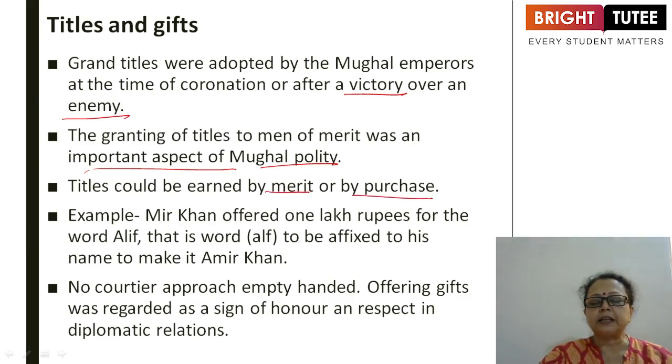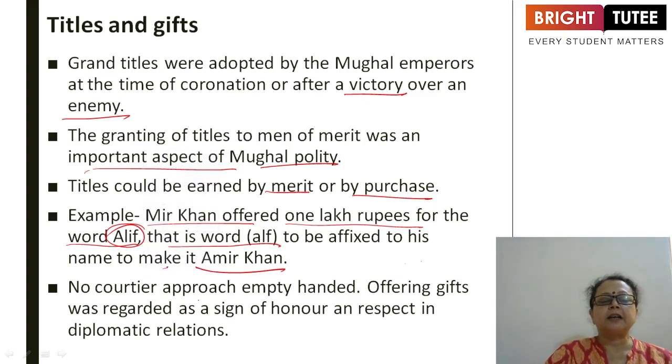Now, two things are there. On the basis of merit, men can get the titles, or on the payment basis, they can purchase the title. An example is quoted over here. Mir Khan offered 1 lakh rupees for the word Alif, to be affixed to his name to make it Amir Khan. This way, Mir Khan purchased the title of Alf. For that he paid 1 lakh rupees.